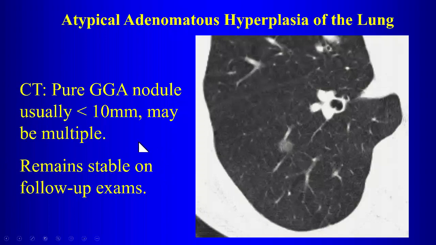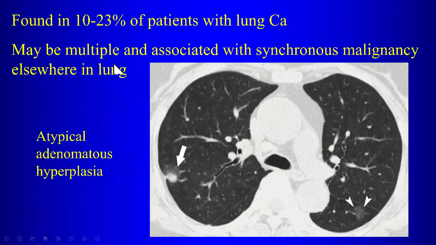Of course, there are other things that could also be in a differential, like inflammatory lesions, etc. But if we're talking about abnormal proliferation of cells, something that's pure ground glass and small, it tends to be atypical adenomatous hyperplasia. And it can be found in up to 10 to 23% of patients with lung cancer, and it can be multiple in these patients with lung cancer. Okay?